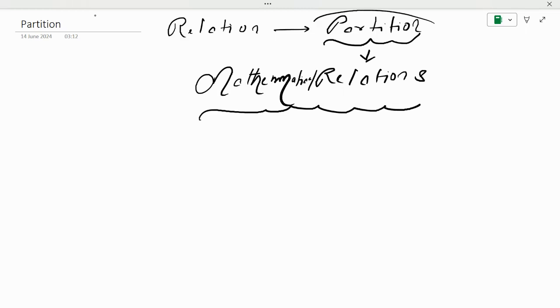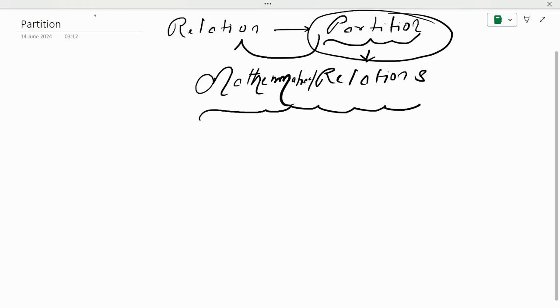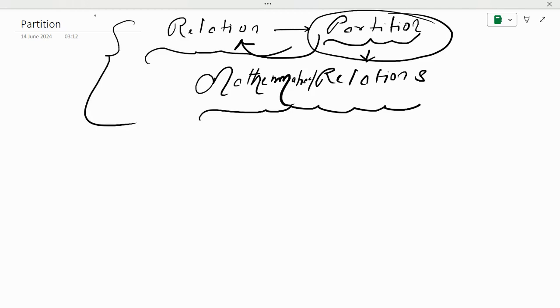We'll see what partition means in terms of relation, but partition means that we are dividing a set into its components, right? Okay, so enough of the introduction, but now let's talk about what this partition means.